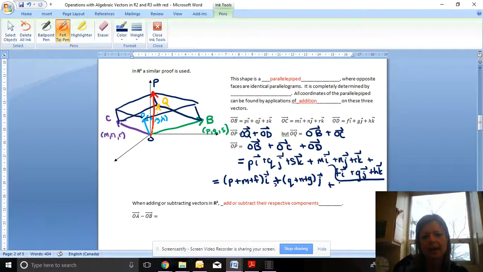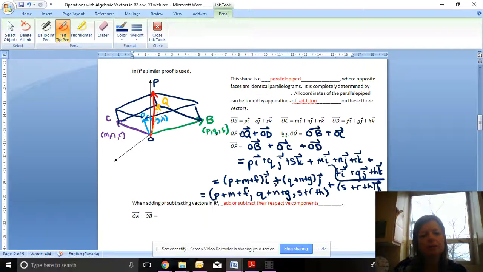And then you get S plus R plus H all in front of your K. So then if you put this to coordinate form, your X value is just adding those three X values together. Your Y value is just adding the three Y values together. And your Z value is just adding the three Z values together.